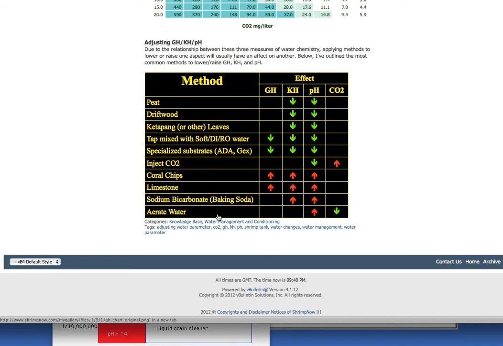The interesting thing here, aerate water. It drives your pH up and it drives CO2 down. This is the first time I've seen this in a chart, and I was really trying to find this because I just heard somebody say... I went to Europe a while back, in the 80s, and they were so far ahead of how people do fish tanks in the States.